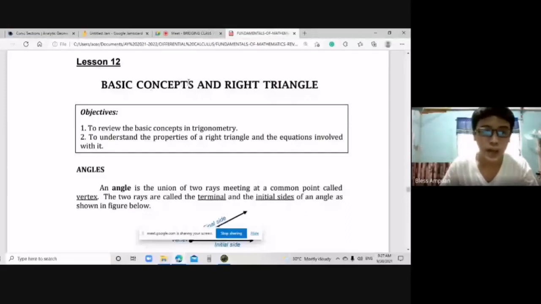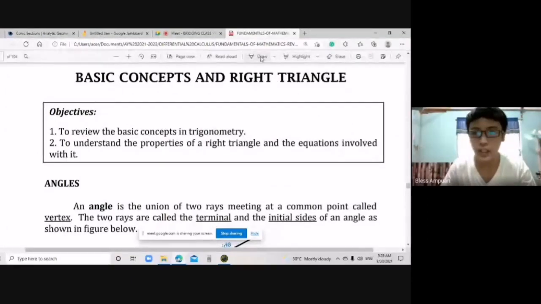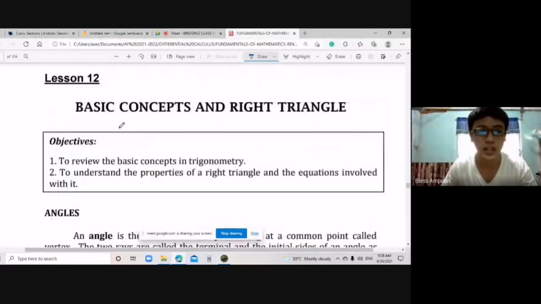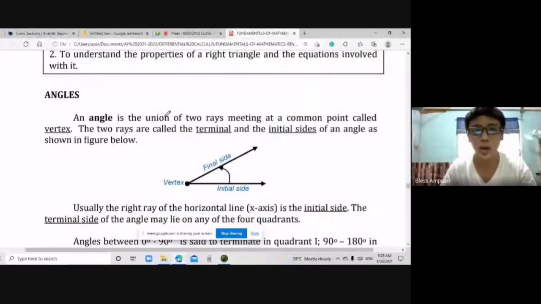Again, good morning. So our main objective, let's tackle now the basic concept and the right triangle. Our main objective is to review the basic concept in trigonometry, and then we are going to understand the properties of the right triangle and the equations involved with it. So this is under Lesson 12.